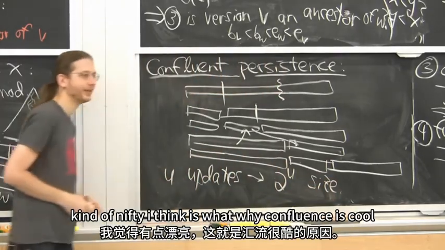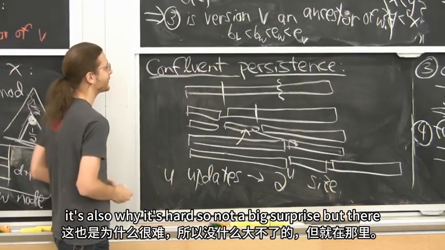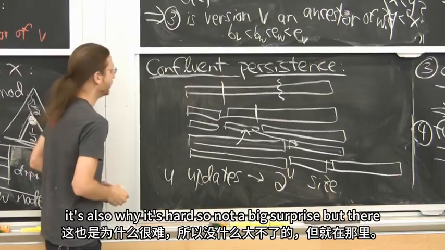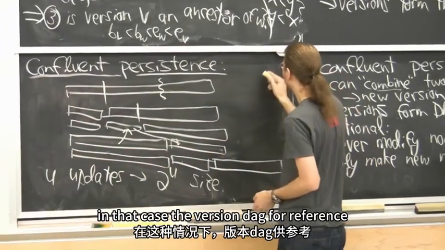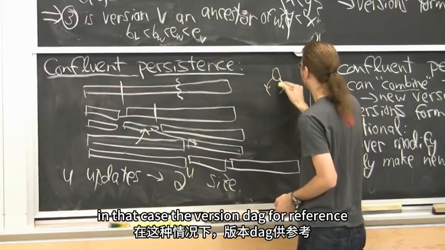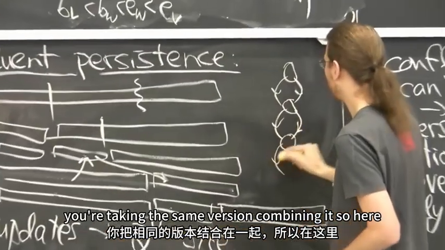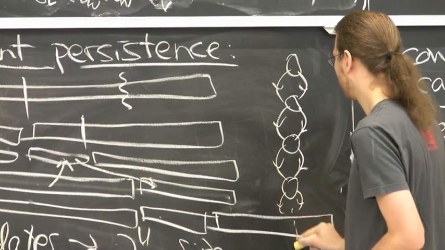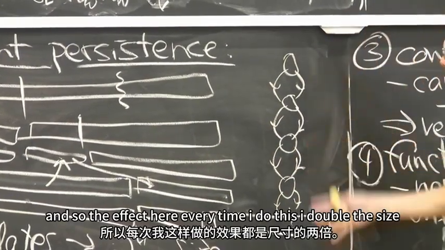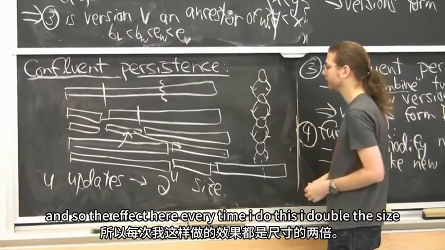Kind of nifty. I think this is why confluence is cool. It's also why it's hard. So not a big surprise, but here we go. In that case, the version DAG, for reference, looks like this. You're taking the same version, combining it. So here I'm assuming I have a concatenate operation. And so the effect here, every time I do this, I double the size.